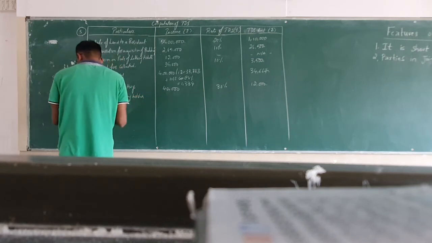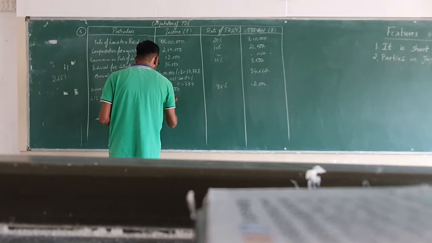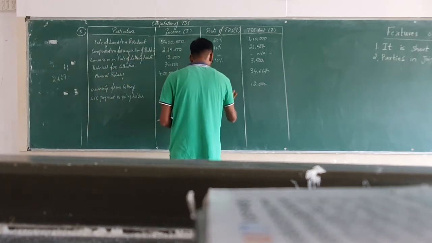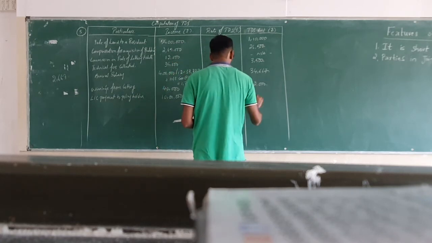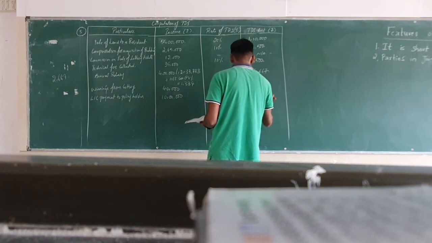So how much money is the policy holder receiving? He is receiving 10 lakh rupees. Now TDS at the rate of 1% is computed on the same. So 1% computed on 1 lakh rupees will be 1,000 rupees.